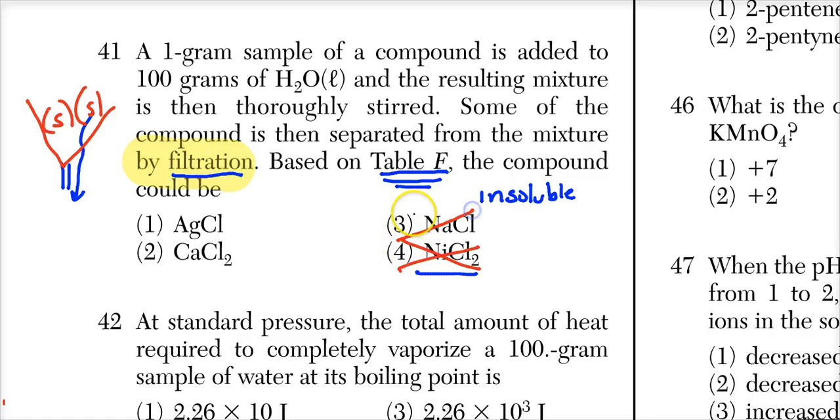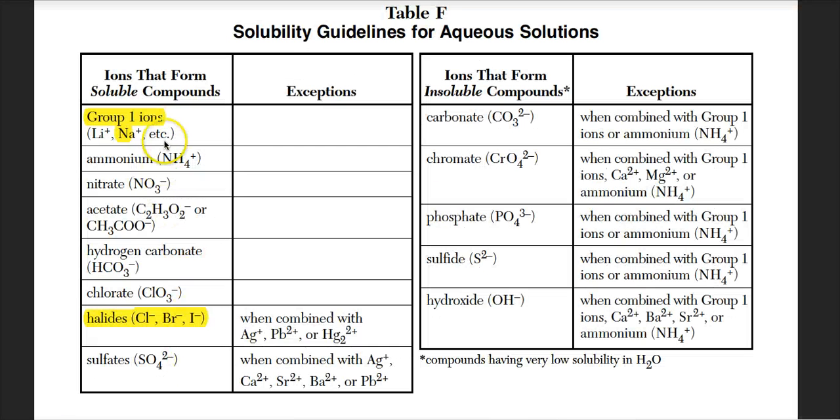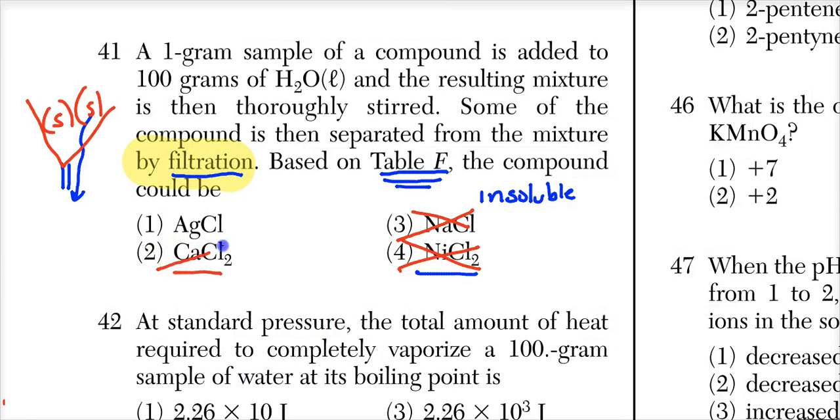So we can cross out NaCl. Calcium chloride, well, let's check that out. Now there's no calcium listed here on either side. I mean, there's an exception for sulfates, but what else do we have? Chlorides. Okay, well, chlorine is soluble. Calcium is not an exception, so calcium chloride must be soluble. So the process of elimination states that 1 probably is the answer.